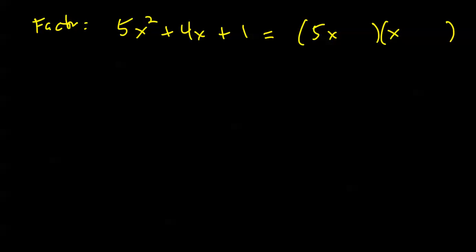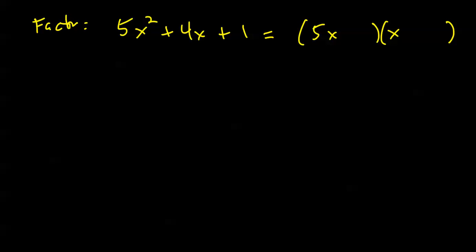Factor. This one's maybe easier than you might think. 5x squared plus 4x plus 1. Well, let me think for a minute. 5 is prime. That means those first terms must be 5x and x.